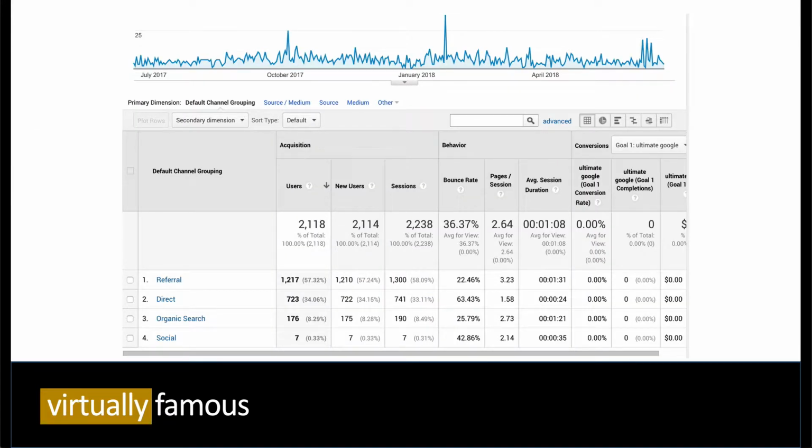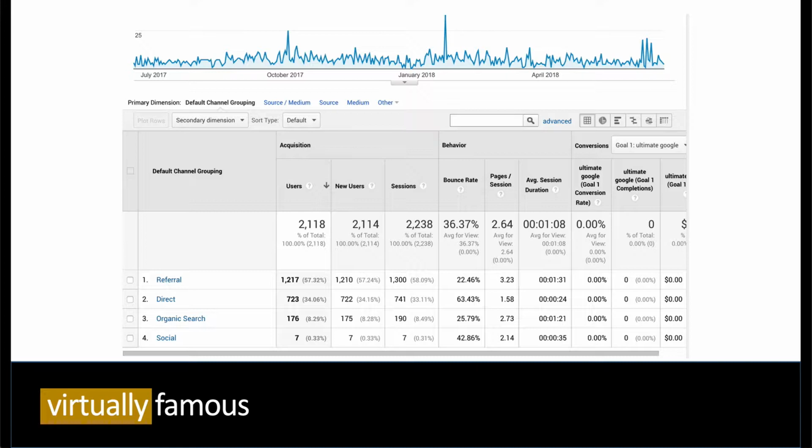Now, when you dig down a bit, this here obviously is our acquisition section, and we can see the traffic there at the top. It spikes at certain times of the year, and you can see that's from 2017 through 2018. You can see in that time there were 2,118 visitors to the site. 1,200 were referrals, so they came from other websites. 723 were direct, so they just typed in lessonplans.com.au, and 176 came from the search engines, and 7 came from social sources like Facebook or Twitter.